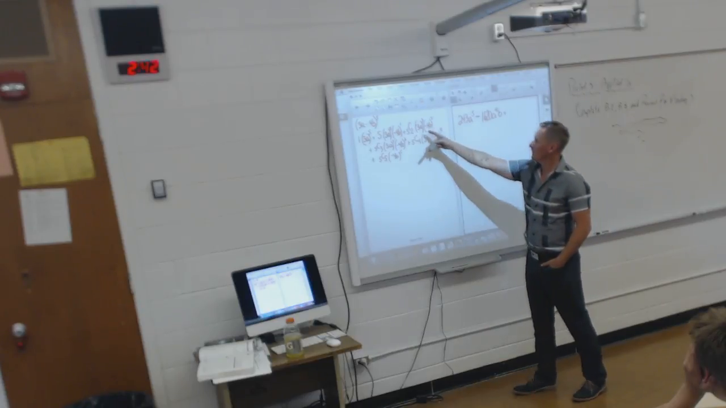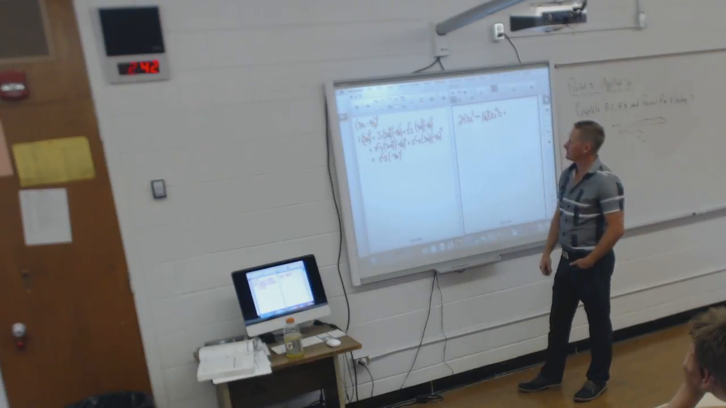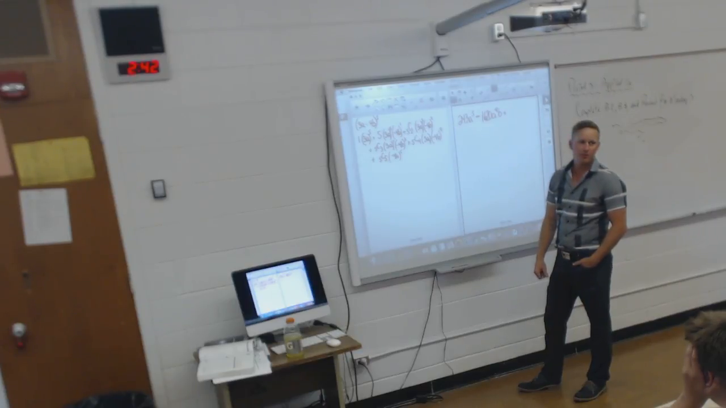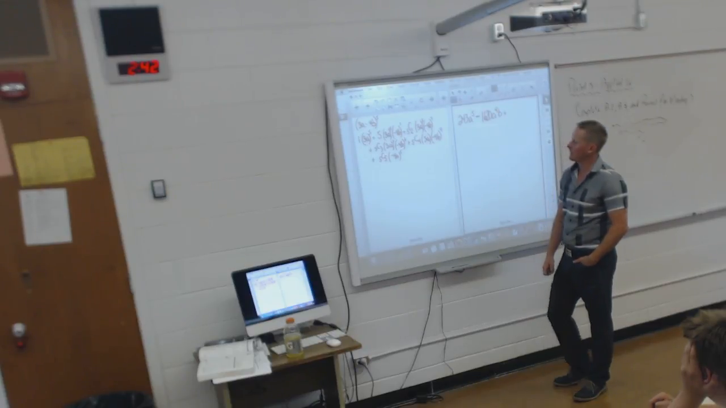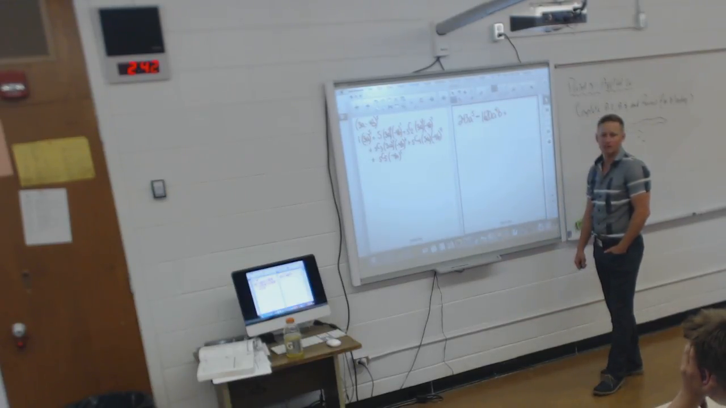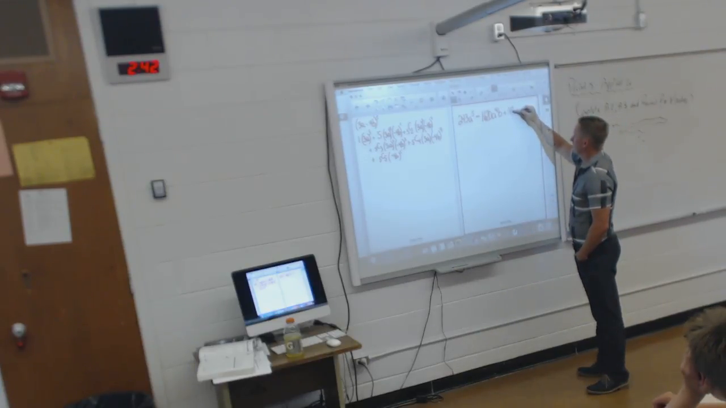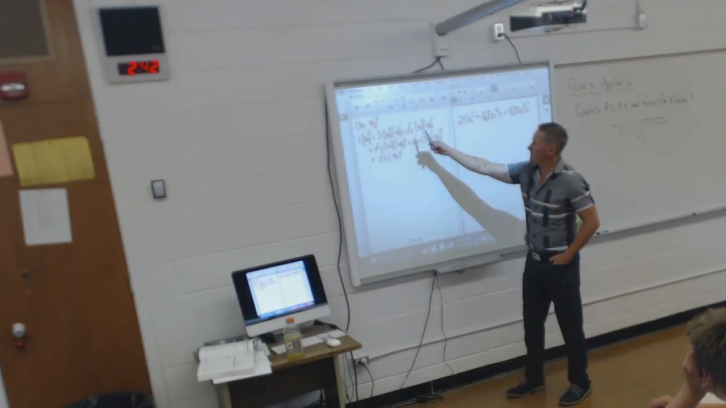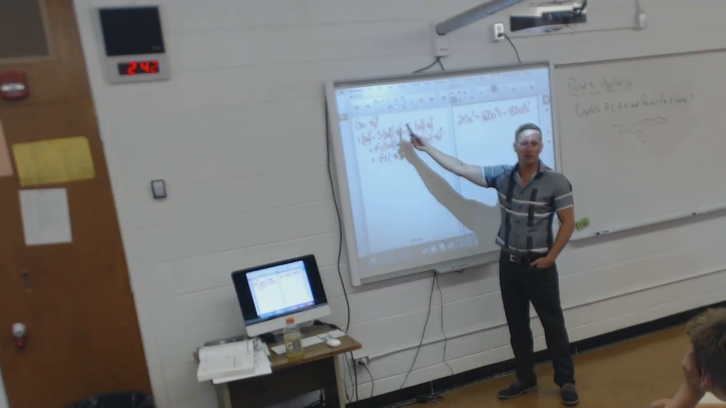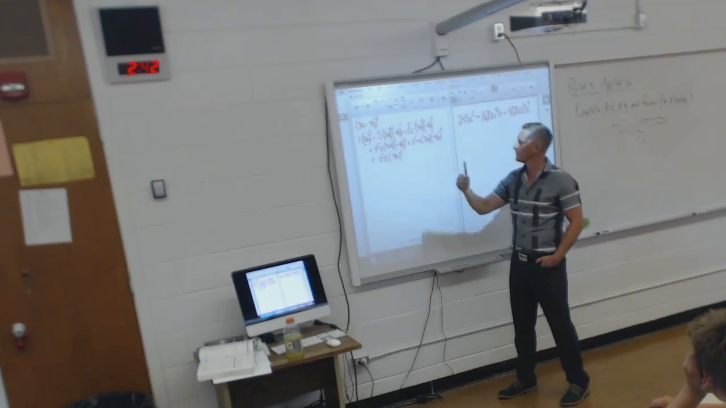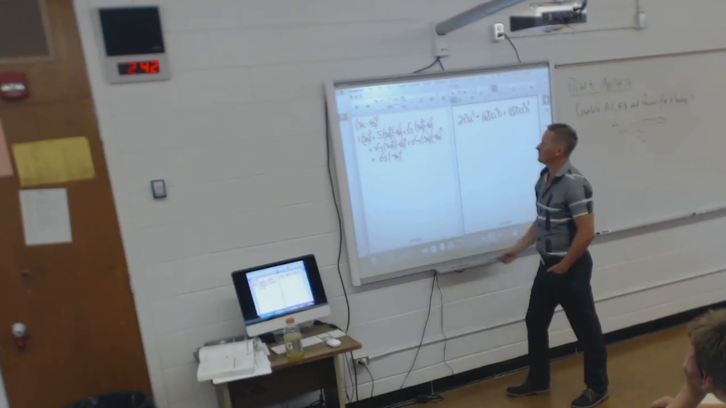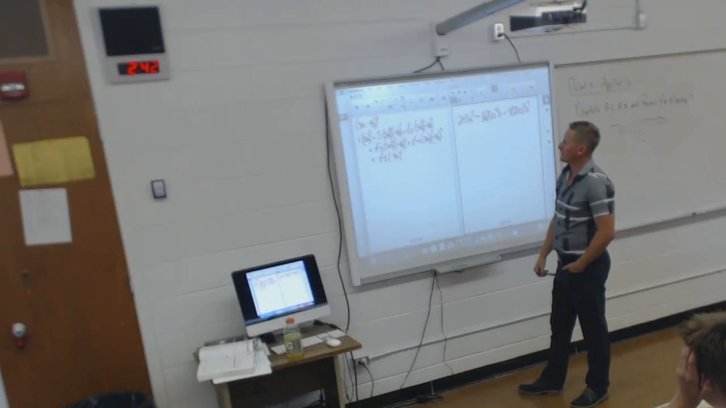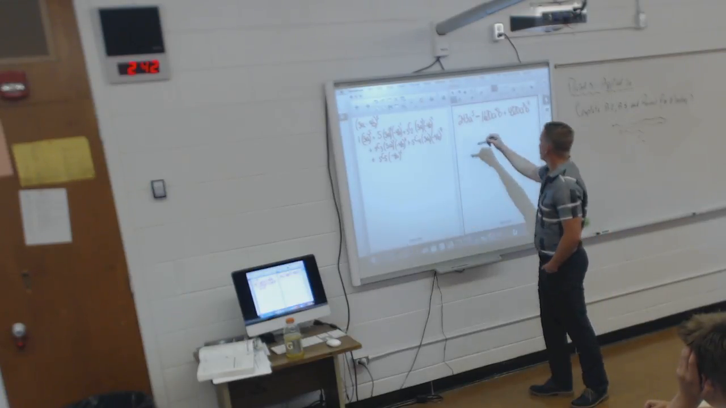Plus 27 times 16 times 5c2. What's 5c2? 10. So 10 times 27 times 16 is 4,320. Now notice what's happening with my signs. Every time the second value has an odd exponent, there's a negative in front. Then the next one is 5c3, so 10 times 9 times 4 cubed is 5,760.